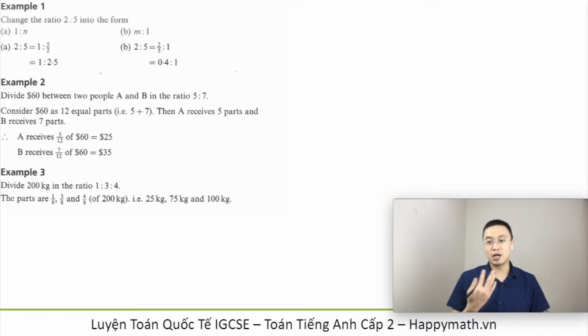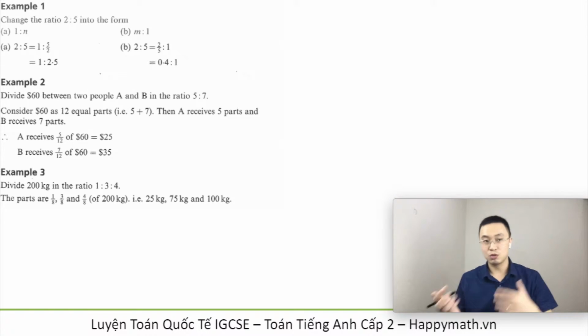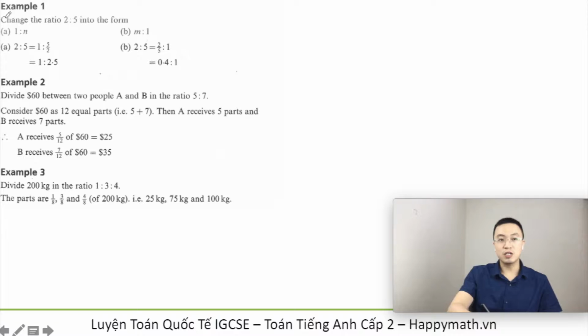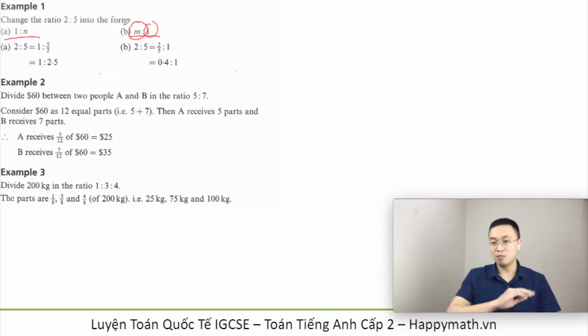Example one tells you how you can change the ratio 2/5 into another form. In the first form, the first number is 1 and the second number is n. In the second form, the second number is 1, and the first number may be another number. So maybe you can change it like this: this fraction equals 1 divided by n.